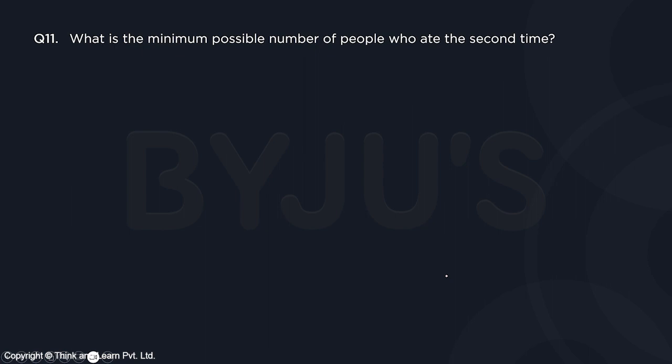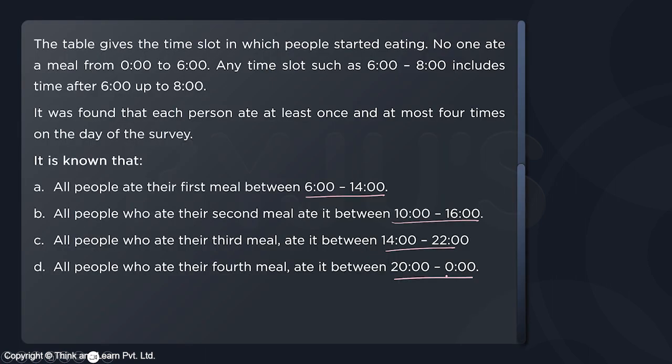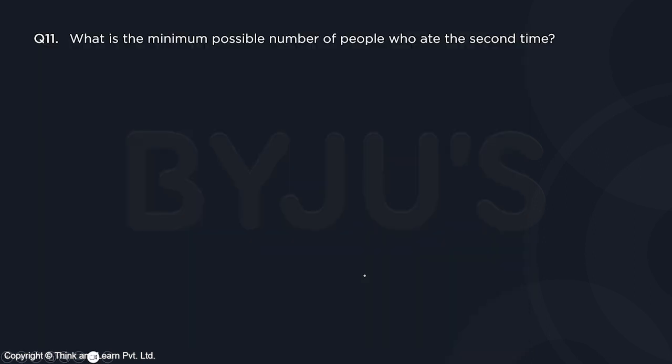And straight away, then we have questions. So, what I have done, I have written these time limits in the table itself, and according to that, I will be answering the questions. So straight away, I'll move on to the questions. I'll show you how I wrote them. What is the minimum possible number of people who ate the second time?